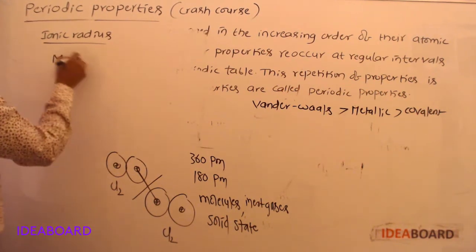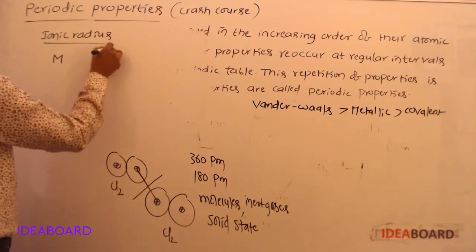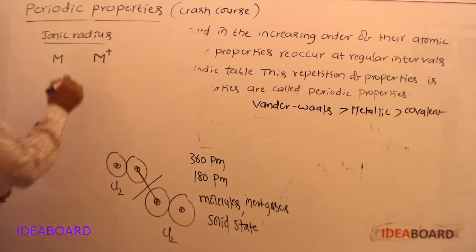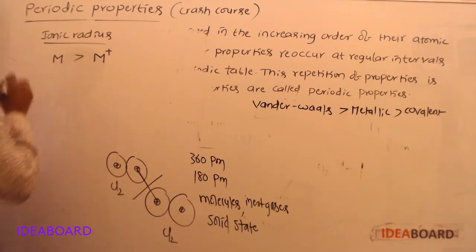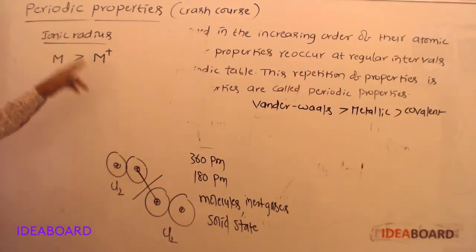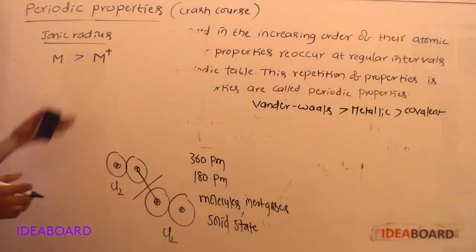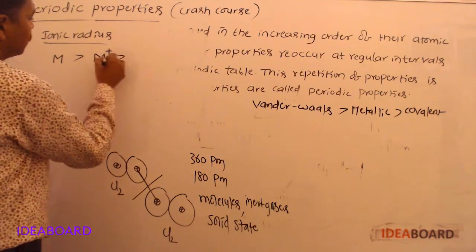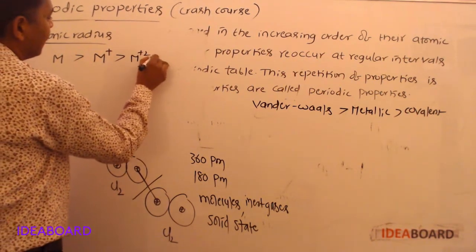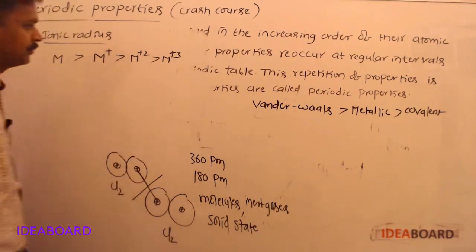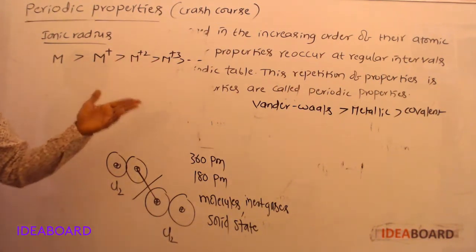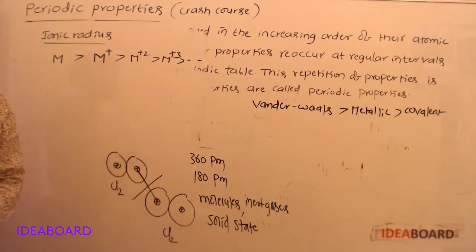If you take a neutral atom M and its cation M plus, M is always greater than M plus. The parent atom is always larger than its cation. As the positive charge on the cation increases, its size further decreases. So M plus is greater than M plus 2, M plus 2 is greater than M plus 3, and so on. As the positive charge increases, the size decreases because the effective nuclear charge increases.